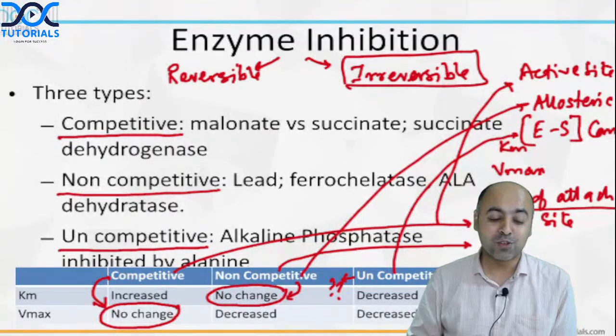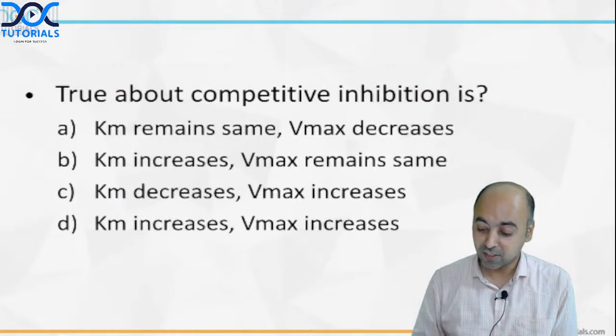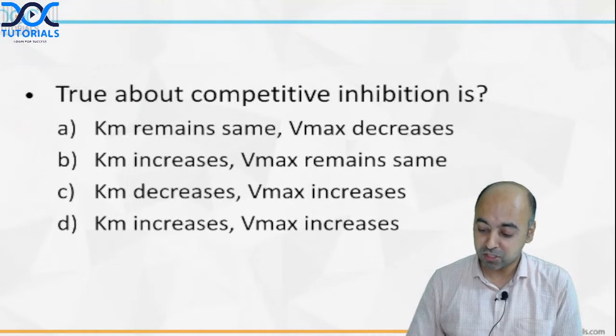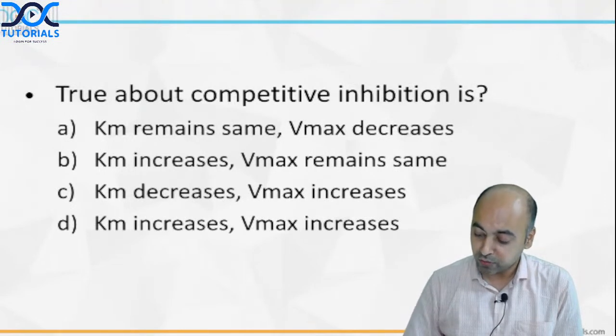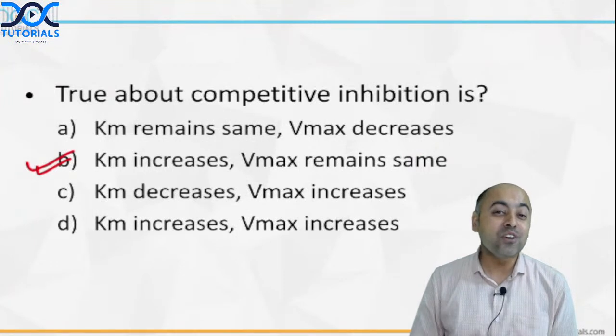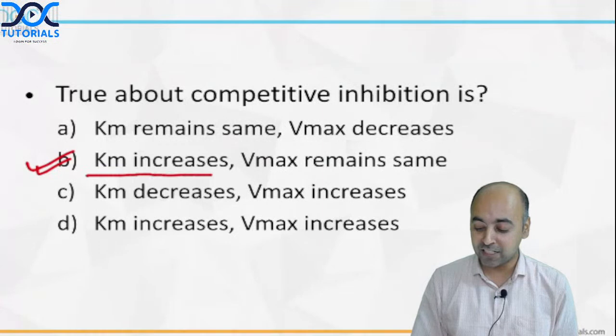So if we go back to the question that we had, true about competitive inhibition. The first point we remember is Vmax remains the same. Luckily for us, in only one of the options the Vmax remains the same, that is option B. You don't even need to comment on the Km. And now let's look at the Km. Km increases, very true, for competitive inhibition. So this is how you can quickly answer the question.